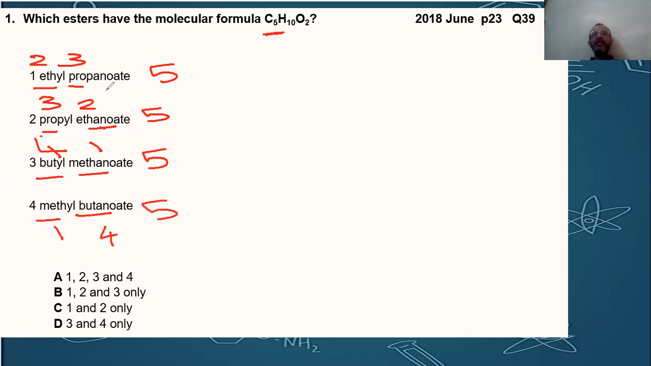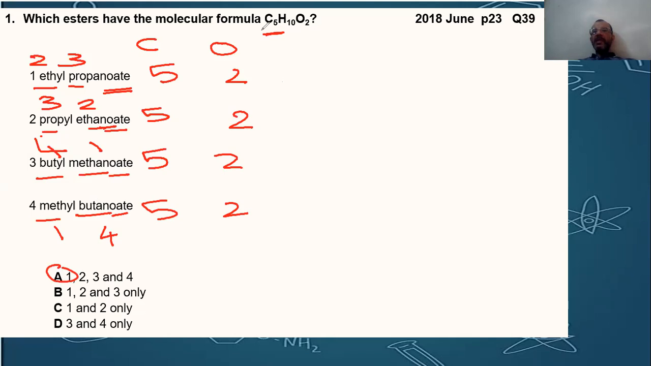Oate here means that each one has 2 oxygen atoms. So for the carbon atoms, we have 5 carbon atoms. For oxygen atoms, all of them have 2 oxygen atoms. That's without drawing. So the correct answer has 1, 2, 3, and 4. That's about the molecular formula.